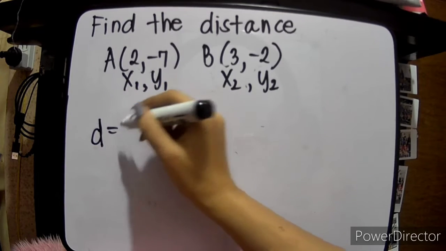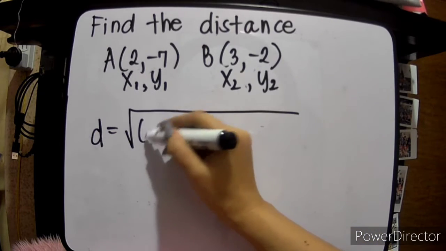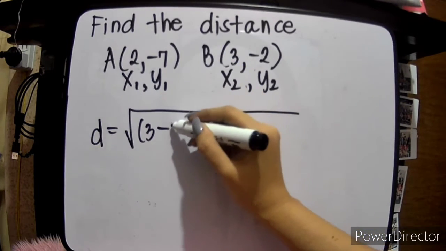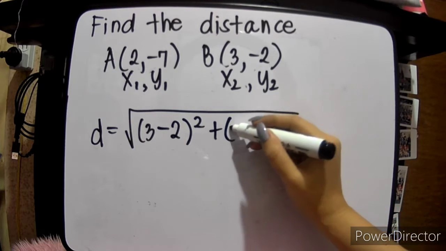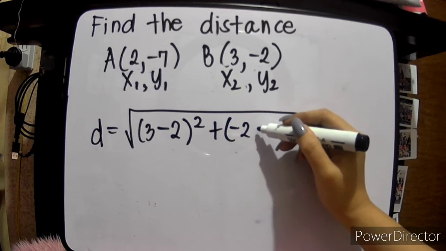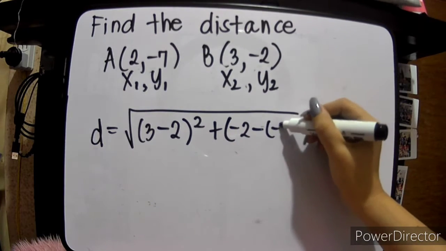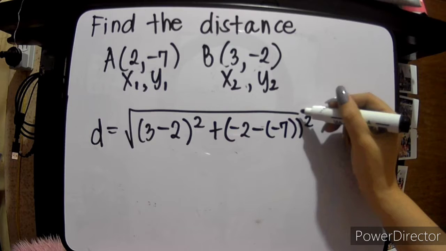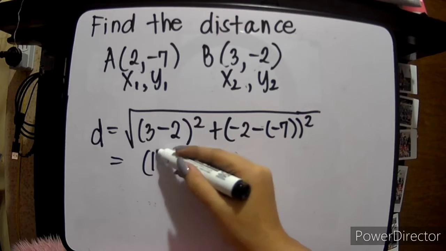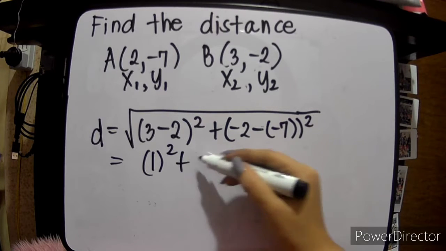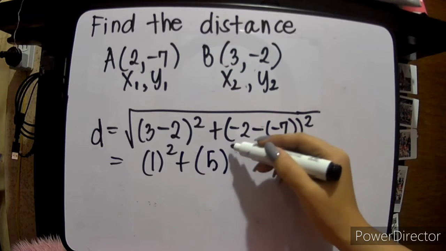So, let's now substitute. So, we say x sub 2, which is 3, minus x sub 1 which is 2, and then yung square nun. Pagkatapos is negative 2, minus, dahil negative yun, magiging plus na yun mamaya, and then square. So, let's do the operation. 1 squared plus ito ay negative 2 plus 7 will give us 5.